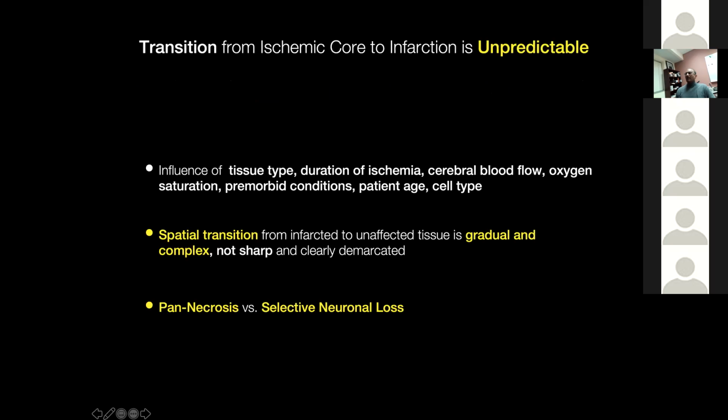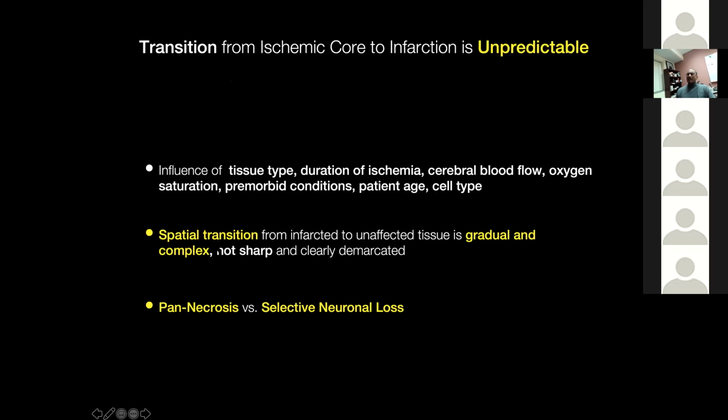Essentially, the transition of ischemic core to infarction is unpredictable. In fact, I'm not even sure what's the point of using the word ischemic core, and I'll come to that. Obviously it is ischemic, we're dealing with a stroke patient, so what's the point of using the word ischemic? But there's also the influence of tissue type, duration of ischemia, cerebral blood flow, oxygen saturation, pre-morbid conditions, patient age, cell type, hypertension, diabetes, and so forth.